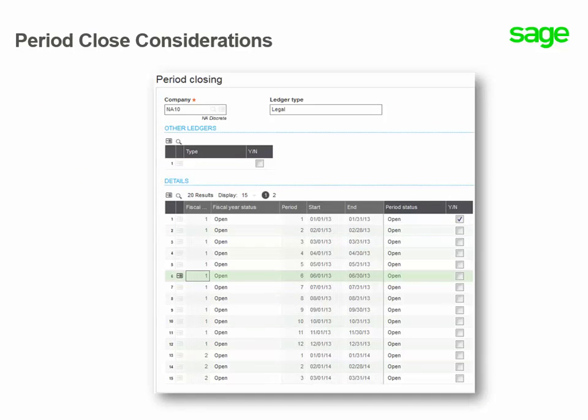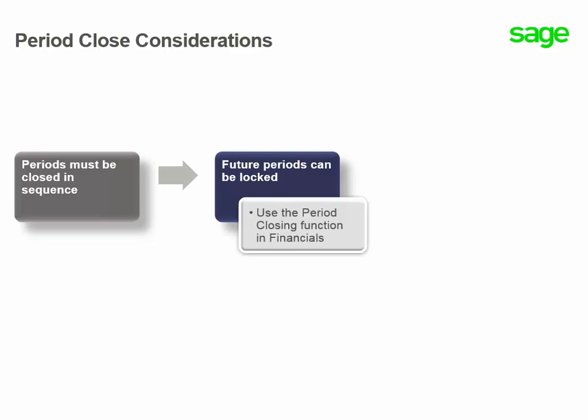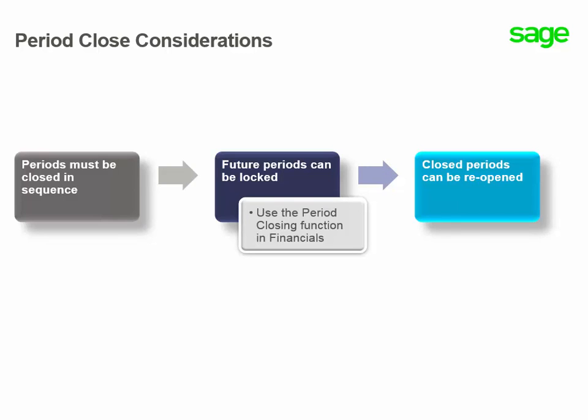Now, there are some other considerations as well. Now, the periods must be closed in sequence. You can lock periods during the closing process to prevent errors in entry. There's a utility in financials to accomplish this. Finally, closed periods can be reopened. There's also a function in financials to accomplish this as well.